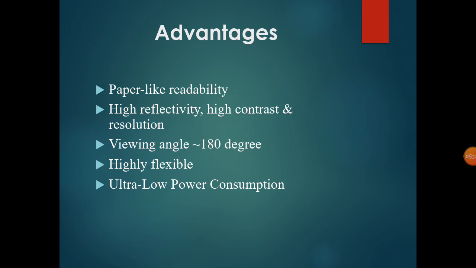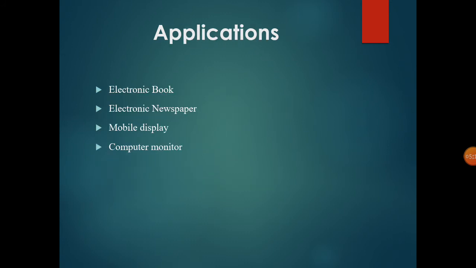Advantages of e-paper technology: it has paper-like readability, high reflectivity, high contrast and resolution. The viewing angle is 180 degrees, and it is highly flexible with low power consumption. Applications include electronic books, electronic newspapers, mobile displays, and computer monitors.